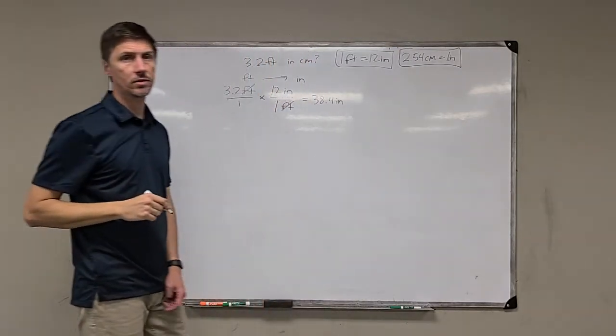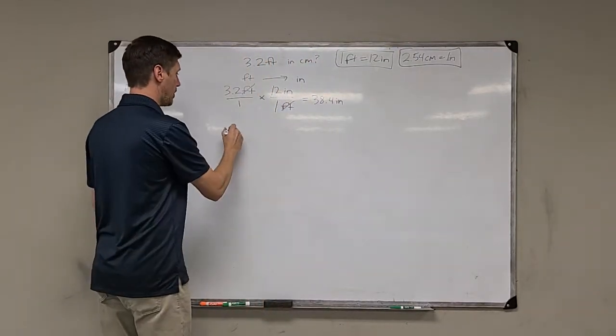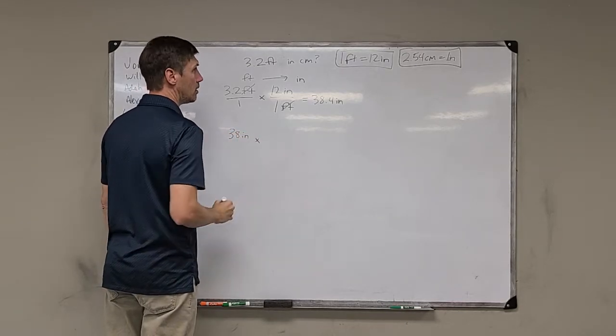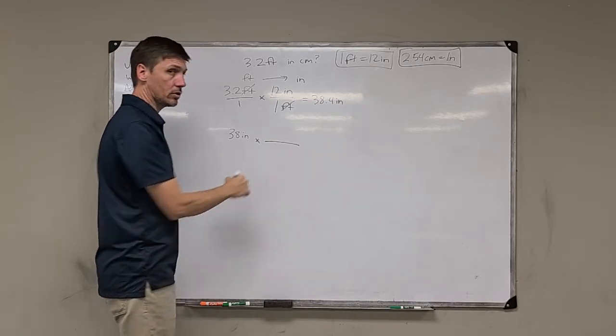Okay. Now I'm at inches, and I'm ready to go on and get my centimeters value, which means I can use this conversion relationship. So the unit multiplier that I can use now as I go from inches to centimeters, am I putting centimeters or inches on top?